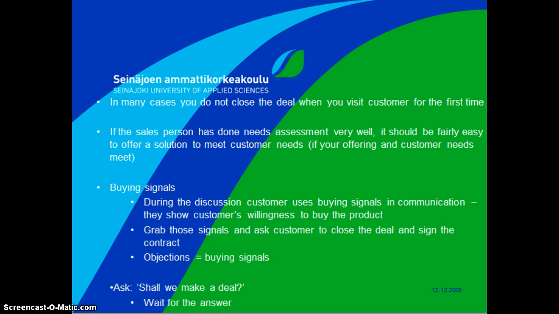You have to grab those signals and ask the customer to close the deal and sign the contract, and provide answers for the issues that the customer is wondering about. And these objections are one form of buying signals as well. Finding solutions, answers for those issues the customer hesitates or is wondering about might be a key to close the deal.